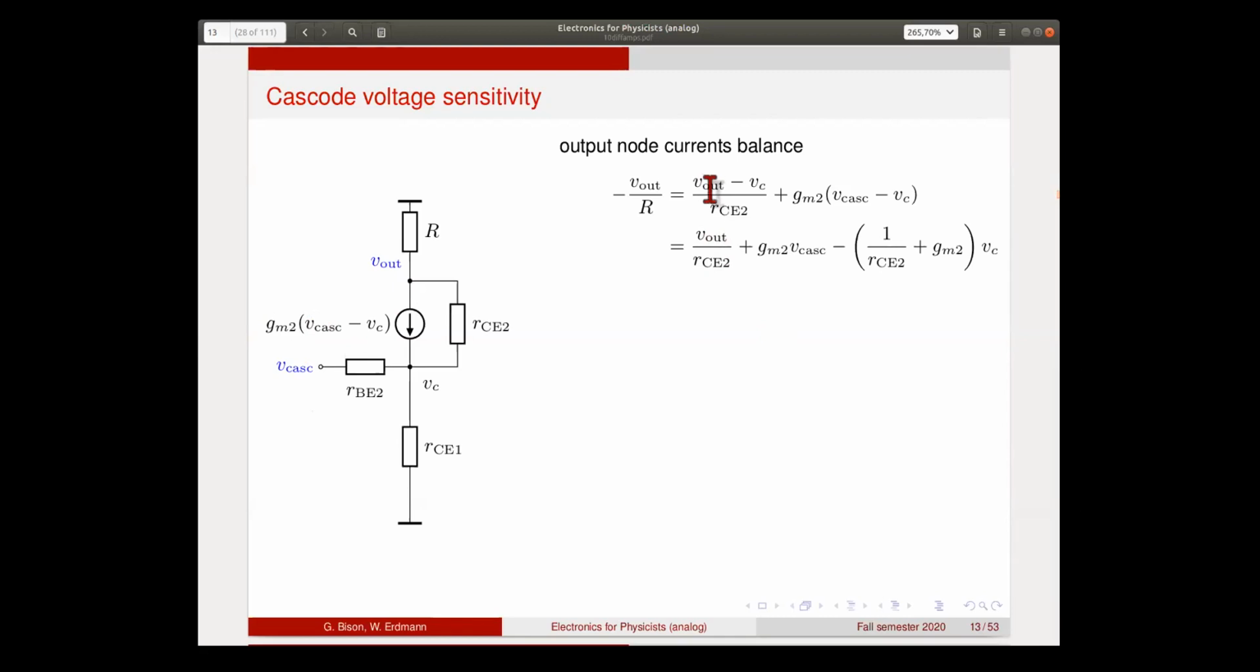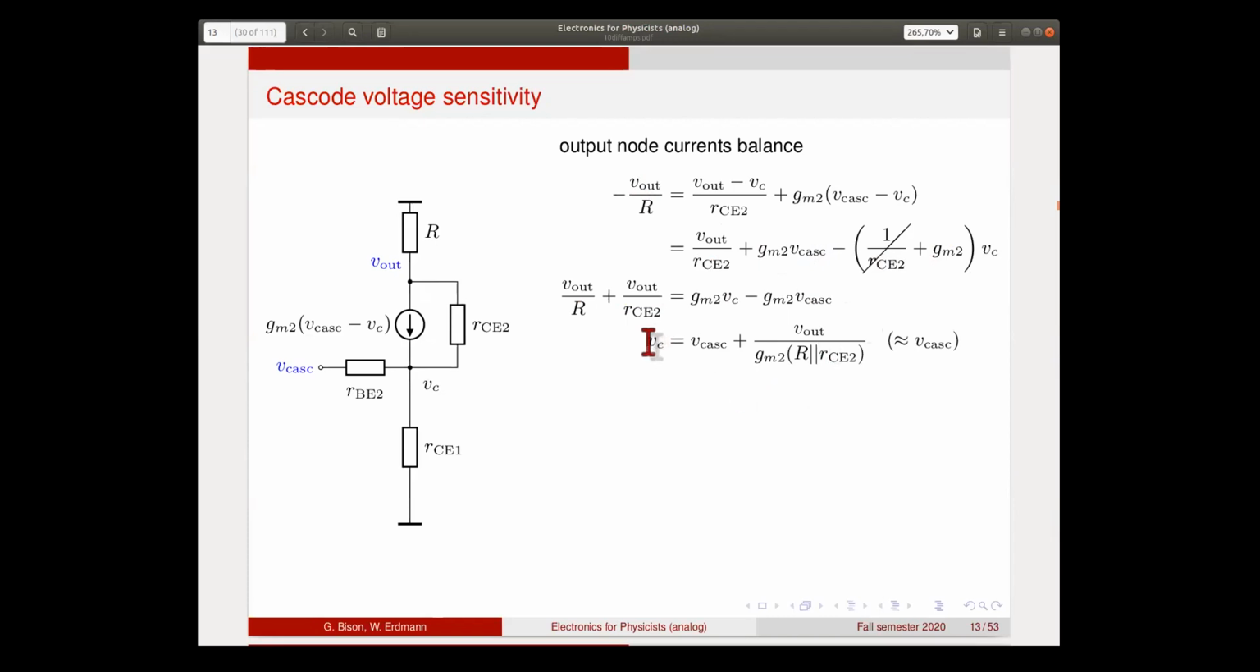Okay, so again, we can rewrite this a little bit. We want to sort the terms that contain V out and VC, and this is just rearranging this. And to make things a little bit easier, we immediately drop the RCE2 compared to the GM. So this is a very small contribution. So we're left with only V out over R, which is this term, plus V out over RCE2. We've taken an overall minus sign here. And this is GM2 times VC minus GM2 times the cascode voltage.